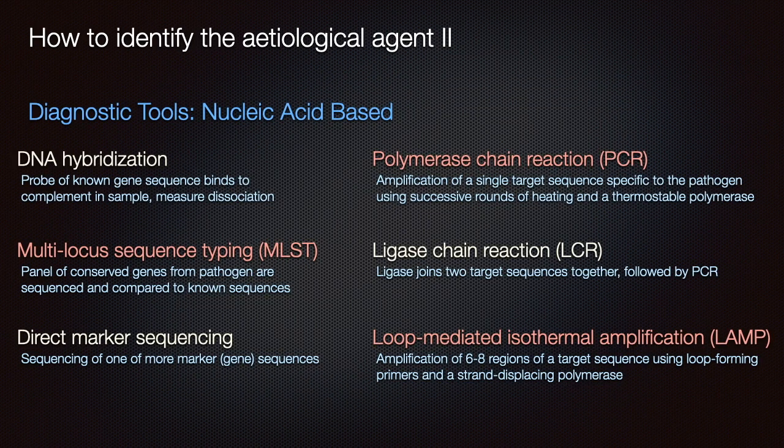Okay, moving on to nucleic acid-based tools. Again, you've most likely had recent experience with some of these nucleic acid-based tools. Here I've listed just 6 of the tools we have available. We are going to talk more specifically about the 3 in red: multilocus sequence typing, polymerase chain reaction, and loop-mediated isothermal amplification. These are not the only nucleic acid-based tools. There's a lot of creativity in developing these tools.